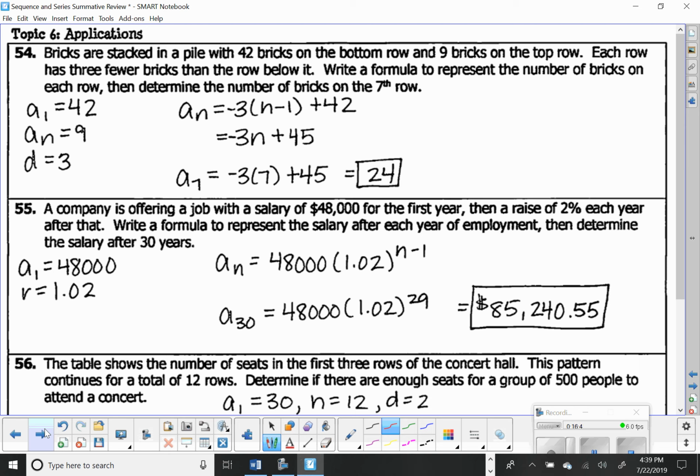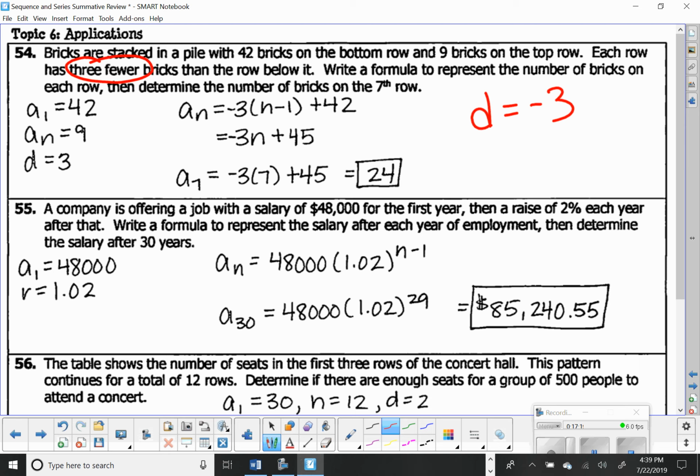Here, bricks are stacked in a pile with 42 bricks on the bottom row and 9 bricks on the top row. Each row has 3 fewer bricks than the row below it. Write a formula to represent the number of bricks on each row, then determine the number of bricks on the 7th row. Well, first, think about it. If each row differs by 3 bricks, that tells you immediately, okay, 3 fewer bricks. That means my difference is -3 or +3, depending on which one you want to make a sub 1, okay?